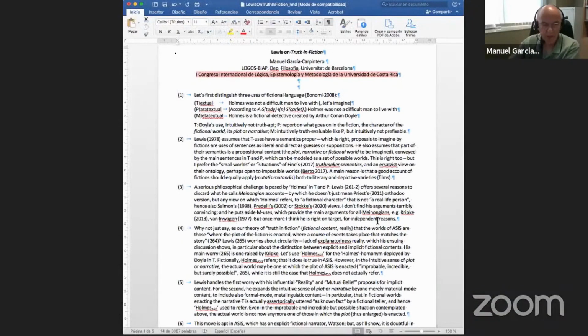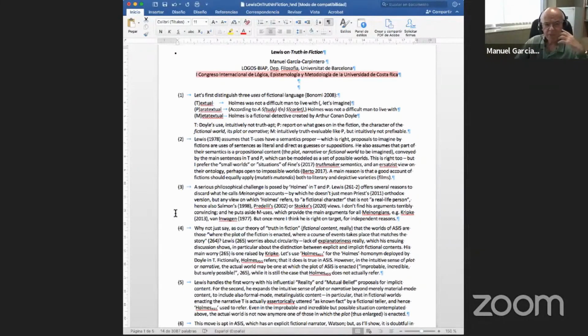Okay, I'll be mostly following the handout to try to stick to the time allowed. So this will be an appraisal of one of the most influential papers on current theories of fiction, David Lewis's Truth in Fiction from 1978, an appraisal from a current perspective.